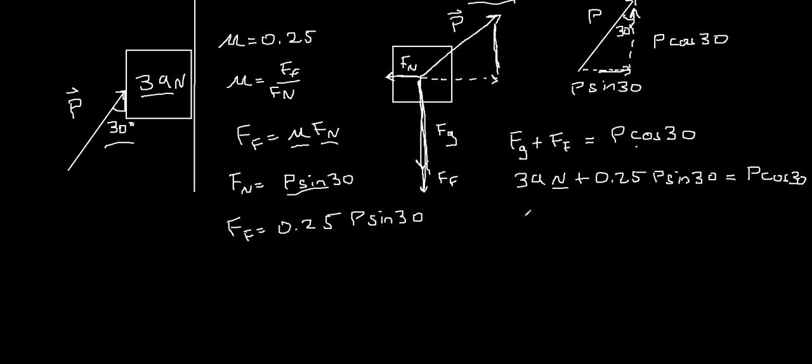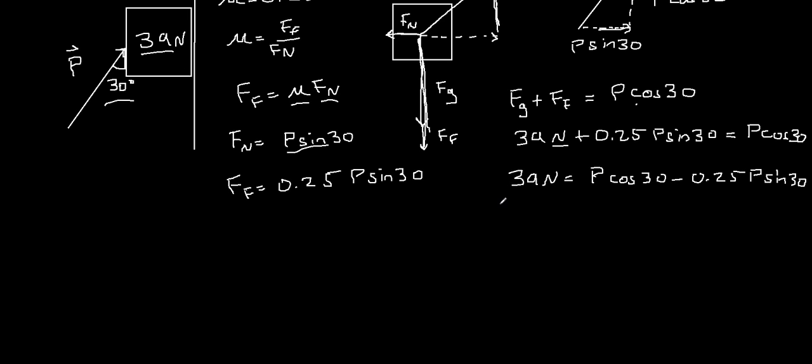So let's bring all the P's to one side. Yeah? So let's subtract 0.25 P sine 30 from both sides. You get 39 newtons equals P times cosine 30 minus 0.25 P sine 30. Alright, so to solve for that, how about we factor out a P from this side? So 39 newtons equals P times, and what are you left with? Cosine 30 minus 0.25 sine 30. Yes.